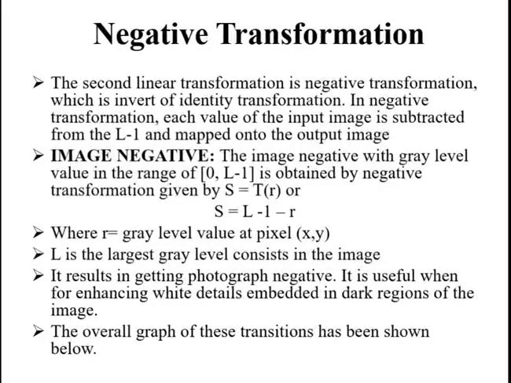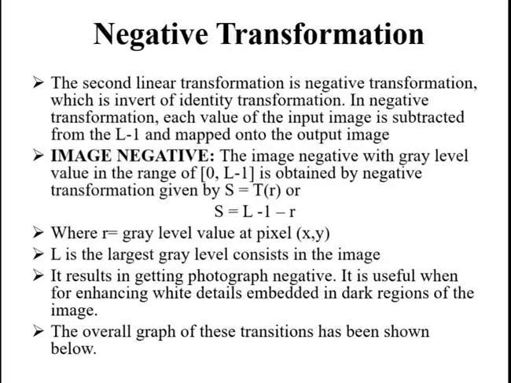Then the next one is the negative transformation. The second linear transformation is the negative transformation, which is the inverse of the identity transformation. In a negative transformation, each value of the input image is subtracted from L-1 and mapped onto the output image. Then what is meant by image negative?